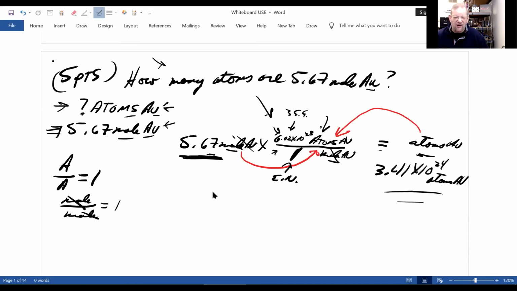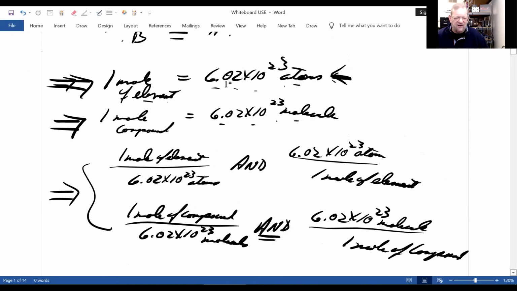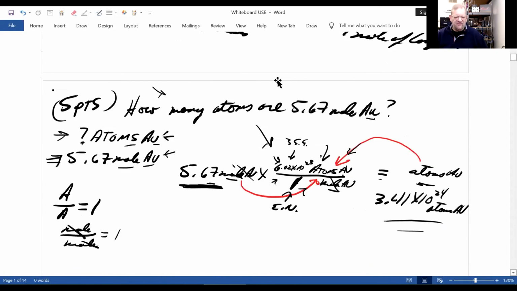And if I have a ratio, something divided by something else, what would I need to have on top of the ratio? Your good friend, unit analysis: whatever you're trying to get to goes on top. Whatever units you're trying to get rid of go underneath. Where do I get this ratio? 1 mole of an element equals Avogadro's number, 6.02 times 10 to the 23rd atoms. And that's how you do it.